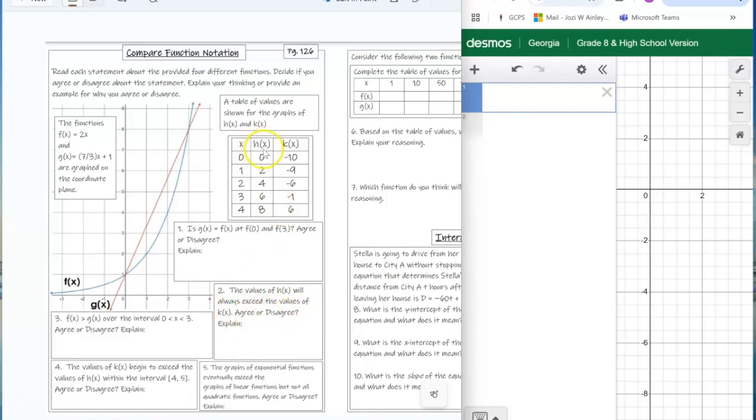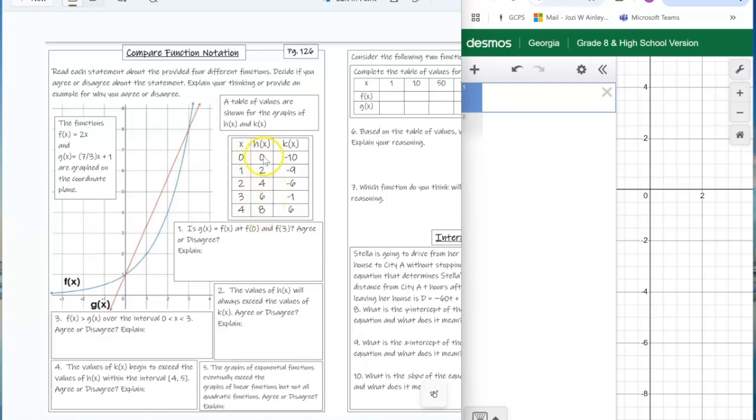So looking at the values of h of x, 0 is bigger than negative 10, 2 is bigger than negative 9, 4 is bigger than negative 6, 6 is bigger than negative 1, 8 is bigger than 6, but it looks like the gap is closing, so I don't think I actually agree with this, but in order to prove it, we're going to go ahead and put it in.